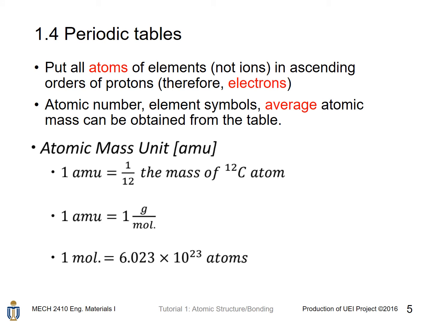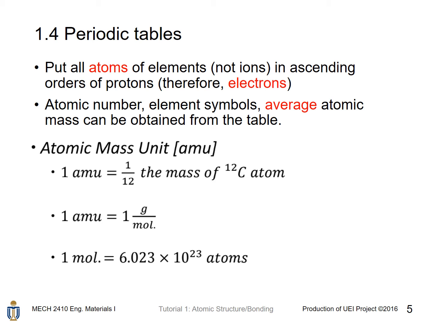As I mentioned, the periodic table is an arrangement of all atoms of elements, not ions, in ascending order of protons, which is also the atomic number. And because for elements we consider electrically neutral atoms, the number of electrons is the same. Atomic number, element symbols, and average atomic mass can be obtained from the table.